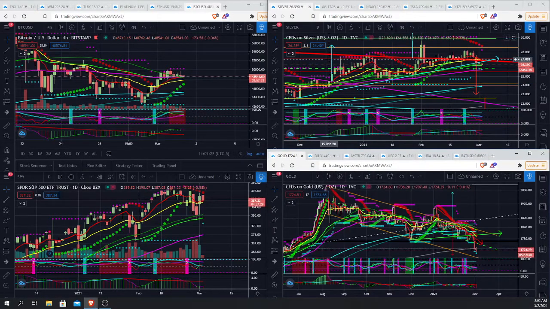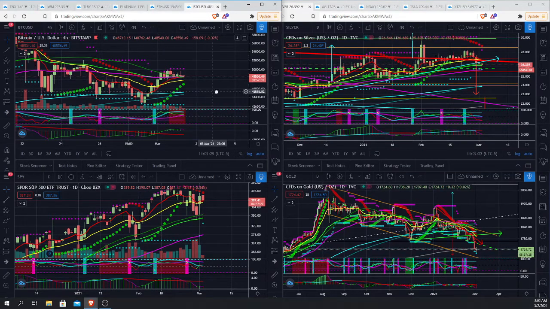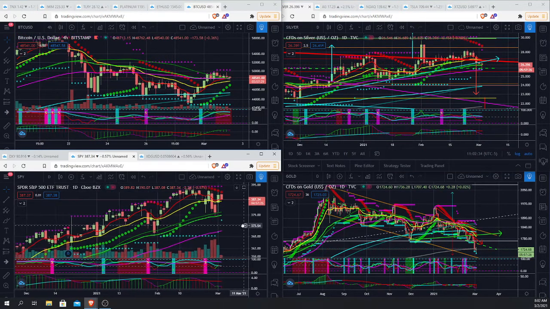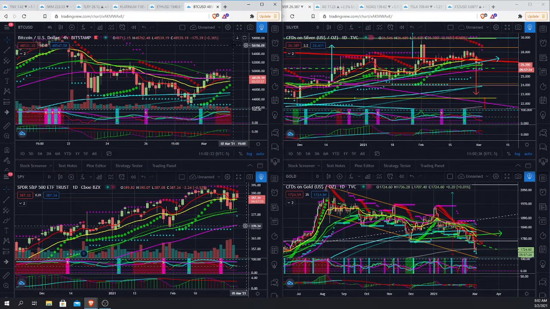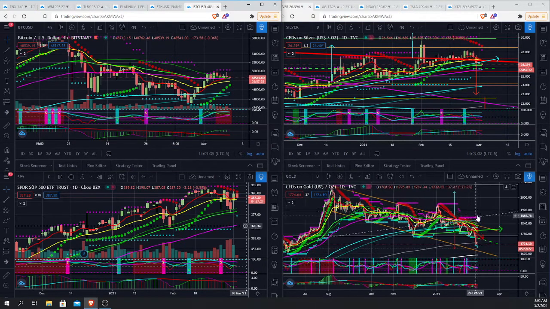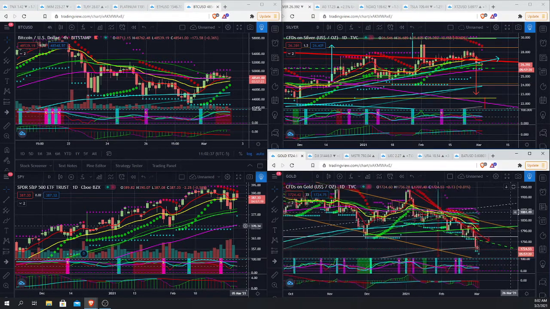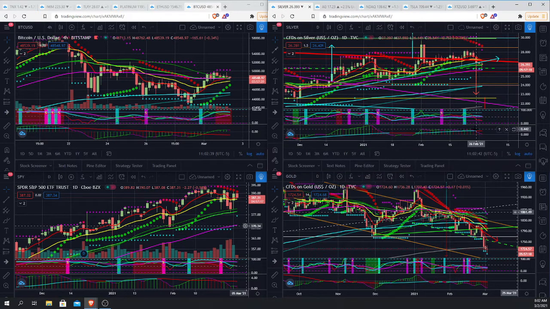Me personally, I like to look for strength and then buy into strength rather than trying to buy the absolute bottom of moves. But it's not the same scalping a physical asset like gold as it is scalping a stock or a crypto or something like that. So there you have it. Keeping it relatively short for today.